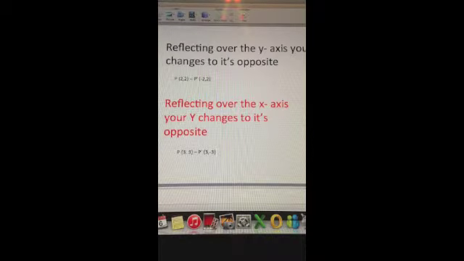Learning reflections can be easy. When reflecting over the x-axis, change your y. Make it its opposite, it's easy as pie.